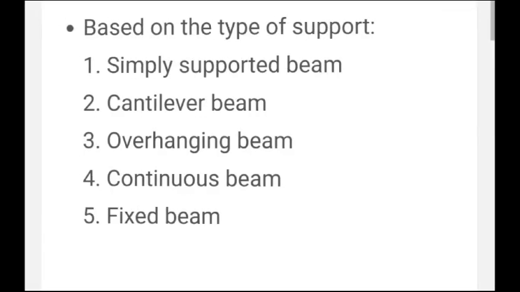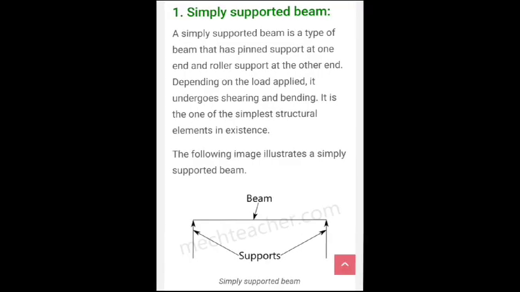Based on the type of support, the first one is the simply supported beam, then cantilever beam, overhanging beam, continuous beam, and fixed beam. Simply supported beam: a simply supported beam is a type of beam that has a pin support at one end and a roller support at the other end. Depending on the load applied, it undergoes shearing and bending. It is one of the simplest structural elements in existence.